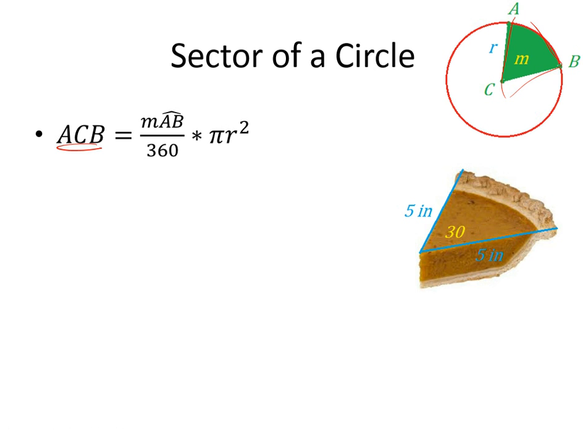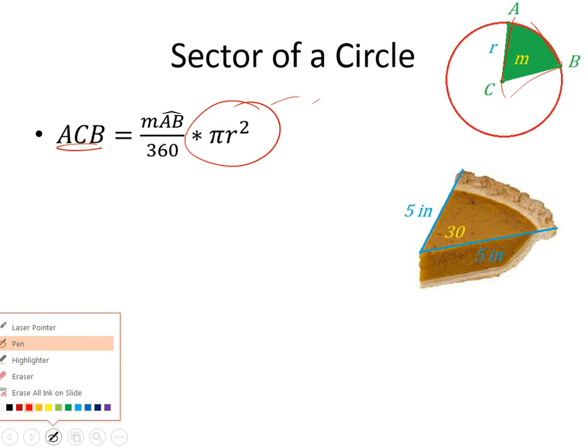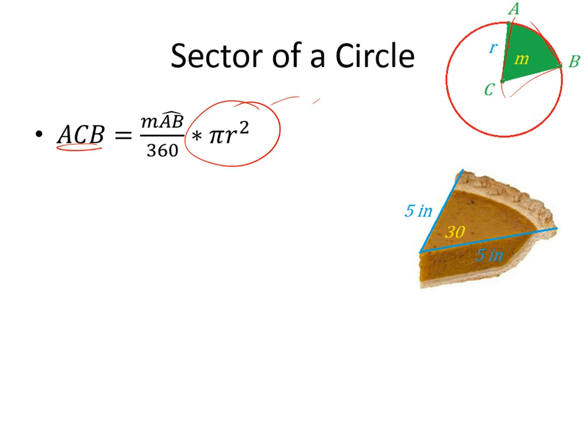Okay, so the arc over 360 times pi r squared. Pi r squared is the area of a circle. So basically what we're doing is we're finding what fraction of the circle it is, which is the central angle divided by 360, times the area of the circle.